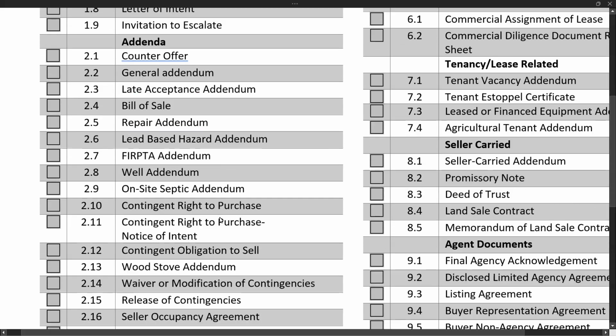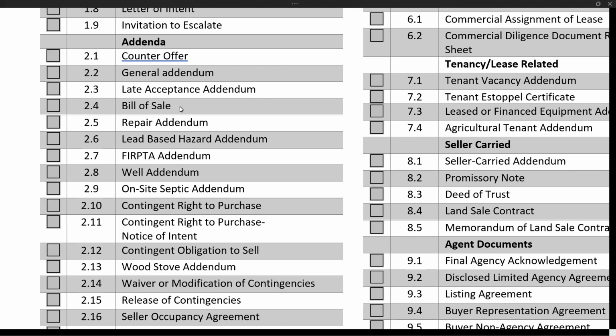The 2s are the least well-defined of the areas in this checklist. It's essentially all of the addenda and the various additions that happen to the contracts. We have a counteroffer, a general addendum that is used to add to or modify the transaction forms of the purchase and sale agreement, and a late acceptance addendum, which is essentially a pinpoint counteroffer. It is a counteroffer with only one thing changing on it, and that is the expiration date. It's used for offers that have already expired. It's a way of creating a valid offer after expiration.